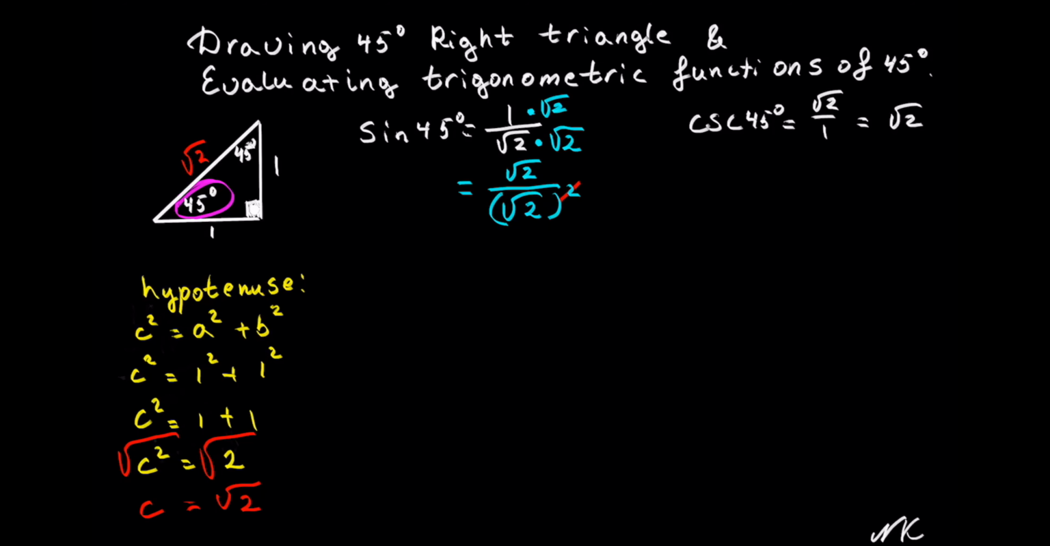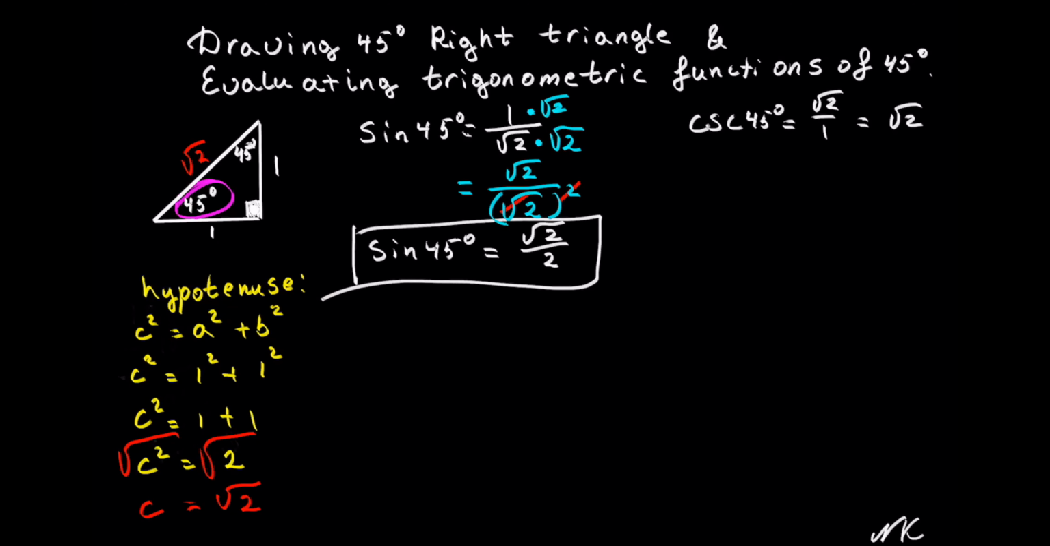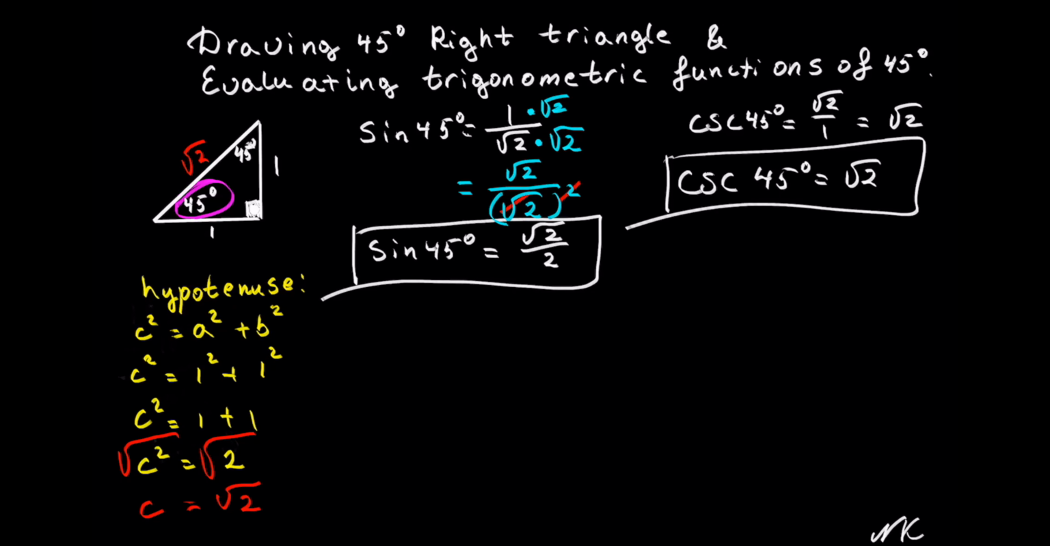A square and a square root would cancel out, and we get sine of 45 degrees is equal to square root of 2 out of 2. So we have sine of 45 degrees is radical 2 out of 2. Cosecant of 45 degrees is square root of 2. Let's proceed to calculate cosine of 45 degrees.